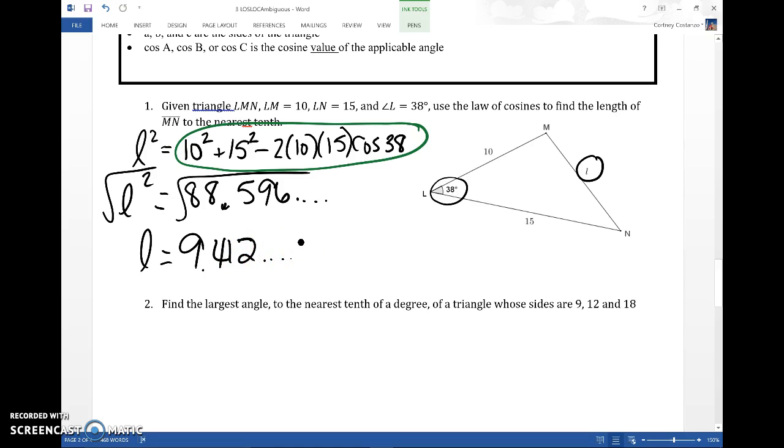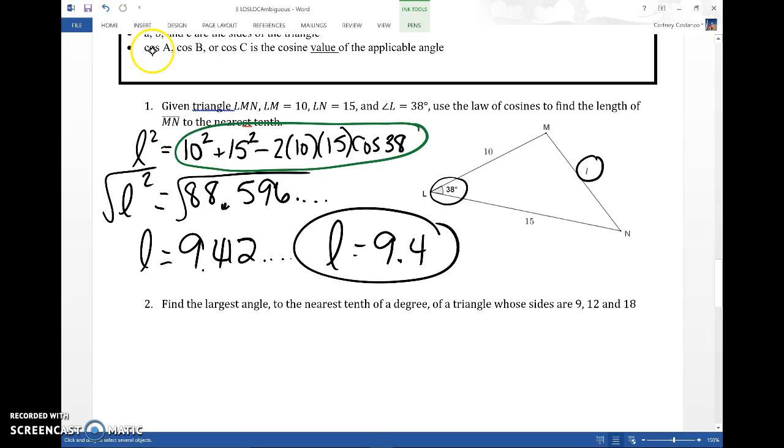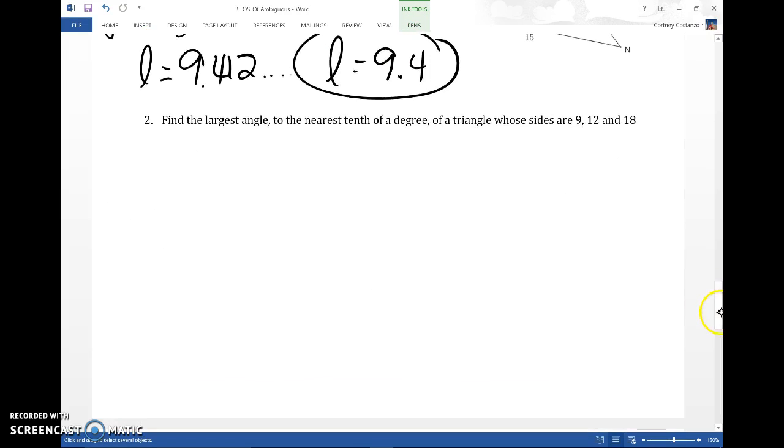To the nearest tenth, the directions say. So therefore, L is going to be 9.4. And you're done. It's that easy. Literally, the only thing you have to make sure is that the side across from it pairs with the angle that's given. All right, so let's do another example.